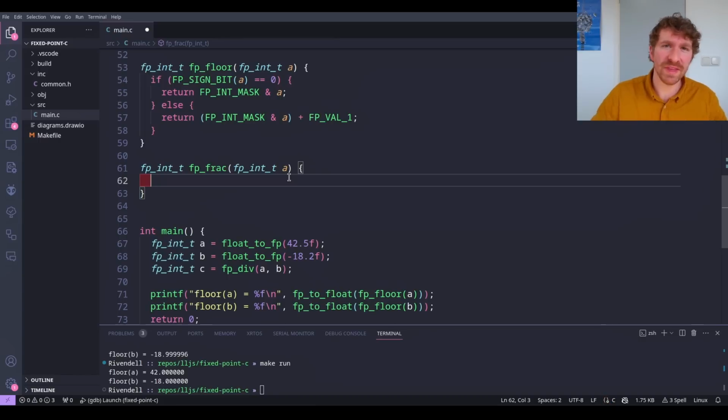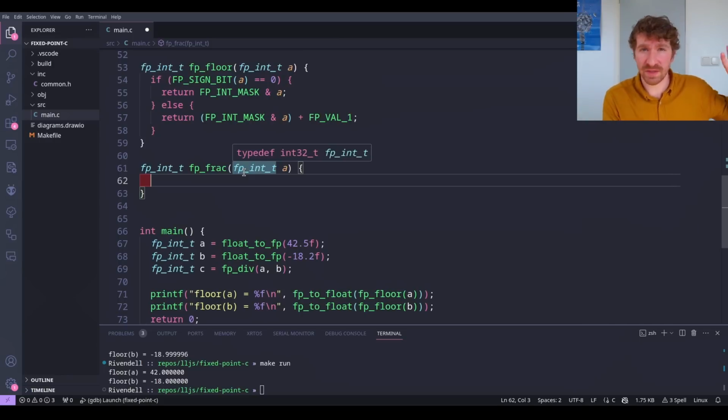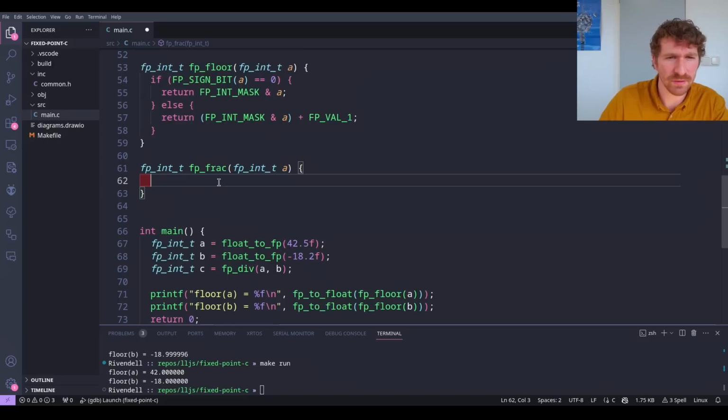That's what we want. Not negative anything, just 0.5. If we put in positive 147.672, we want 0.672 to come out, right? Just the fractional part. Don't care about the rest of the integer, don't care about the sign, none of that. Okay, so how do we do that then?